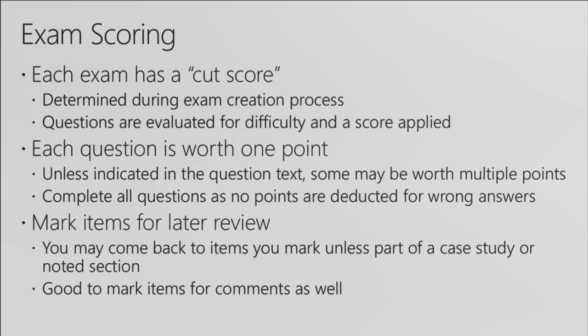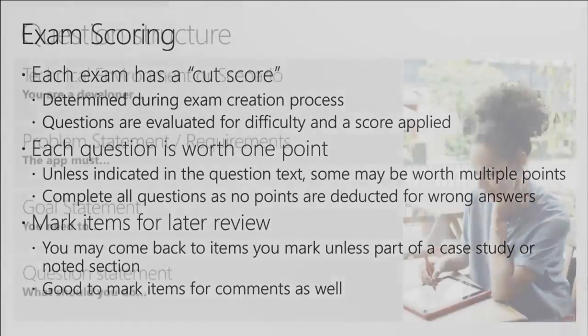You have cut scores for each exam. So essentially, when they create the exam, they evaluate the questions, apply a score to the questions, try to determine how difficult they are, and they have a certain cut score. If you get above this mark, you're going to pass. That's the cut score right there. Each question is worth 1 point, though some of them may be worth multiple points. The problem here is I'm going to jump on this again. Just answer the questions if you're not 100% sure. Something is better than nothing. You're not going to get any points taken away for wrong answers. You only gain points for right answers. You don't get negative points for wrong answers. And then mark items for review.